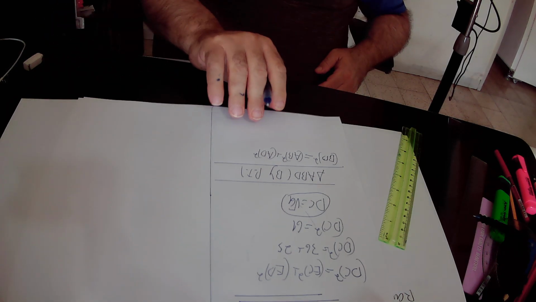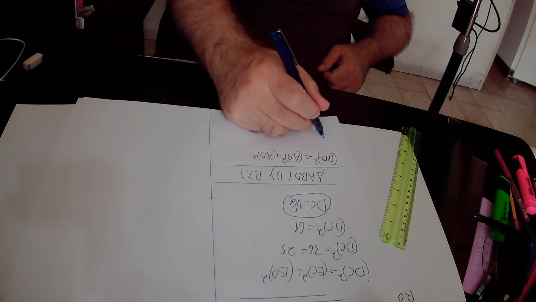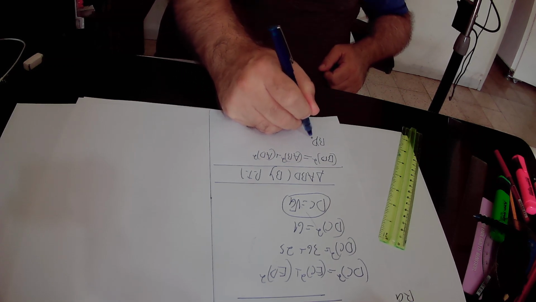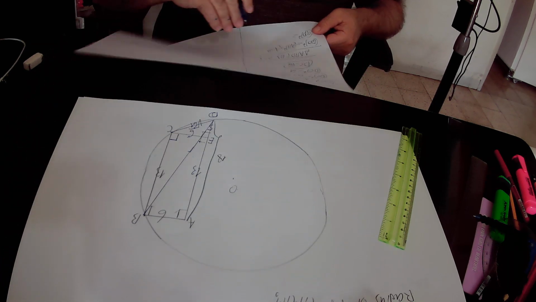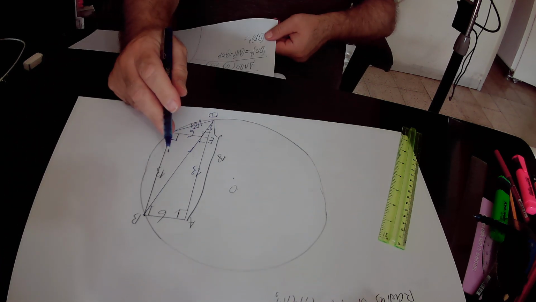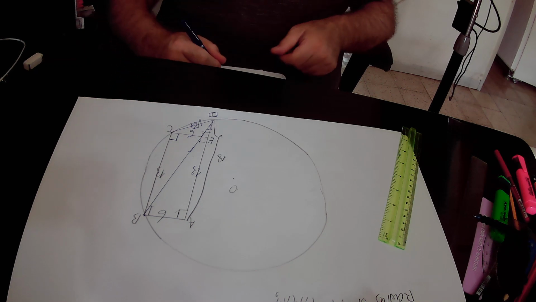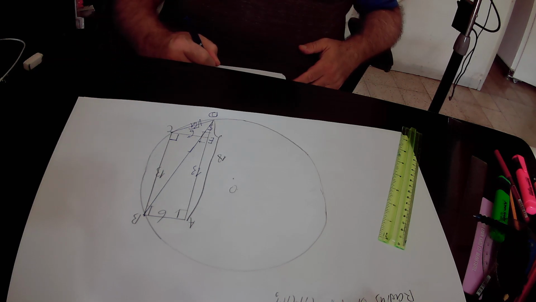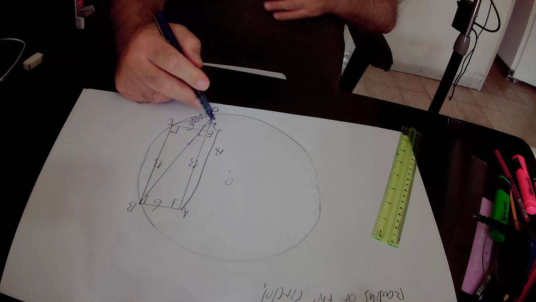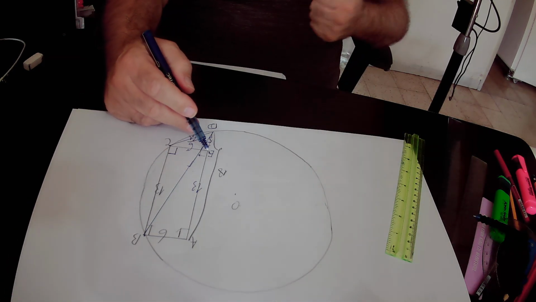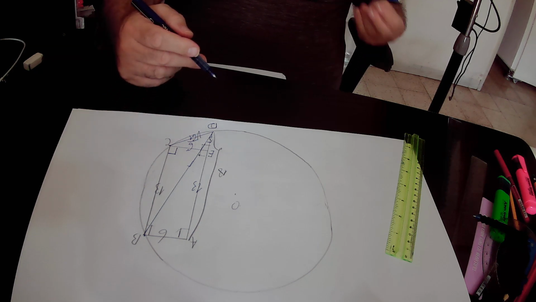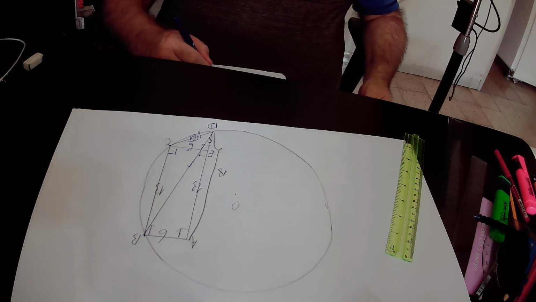So BD squared, that is the square of the hypotenuse in the right triangle ABD, equals AB squared plus AD squared. Here AB equals 6. Therefore, AB squared equals 6 squared, that is 36, plus AD squared. Here, AD equals 18 units, according to what is given in the question. Therefore, AD squared equals 18 squared, that is 324.